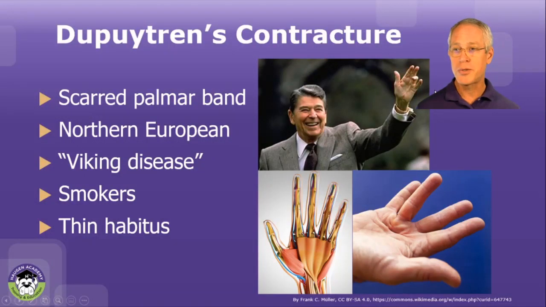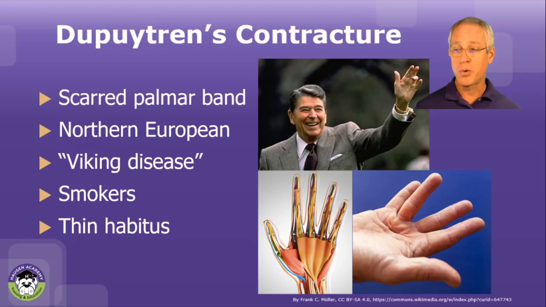Dupuytren's contracture is a condition where the palmar fascia in the hand contracts down into a tightened band, often at the base of one digit, but it can be more. This is more common in people of Northern European ancestry and is consequently sometimes called Viking's disease, colloquially.